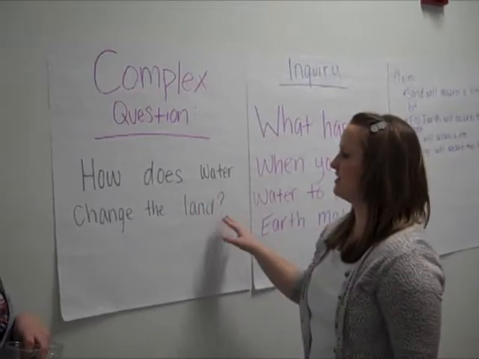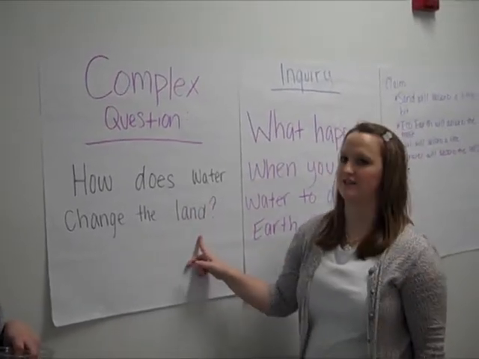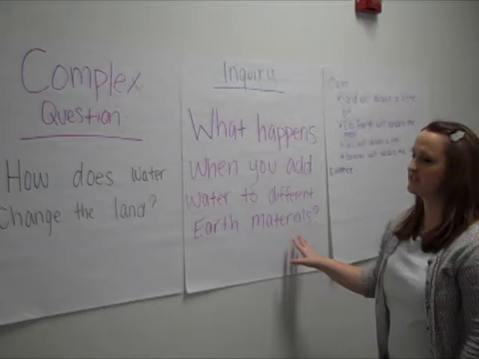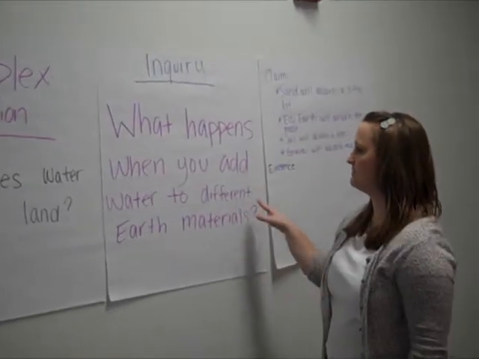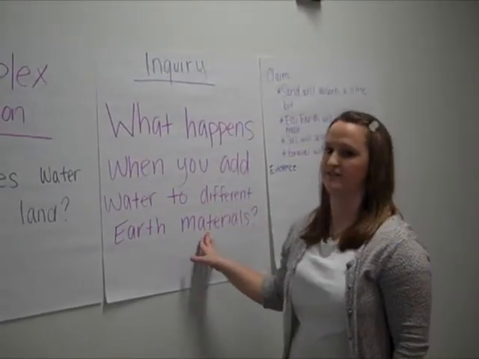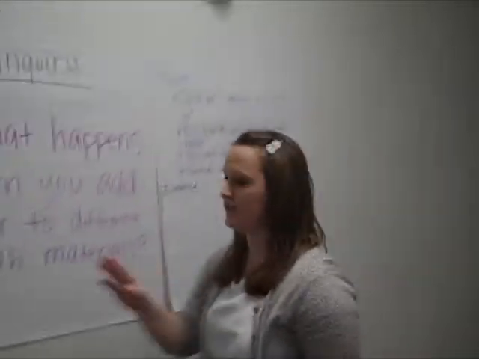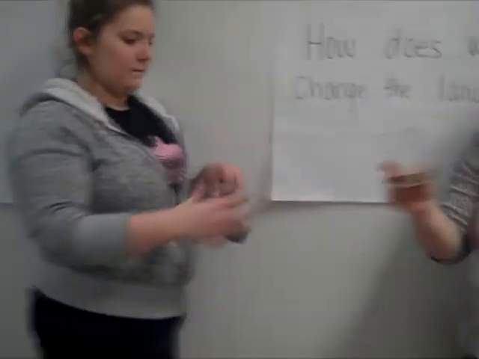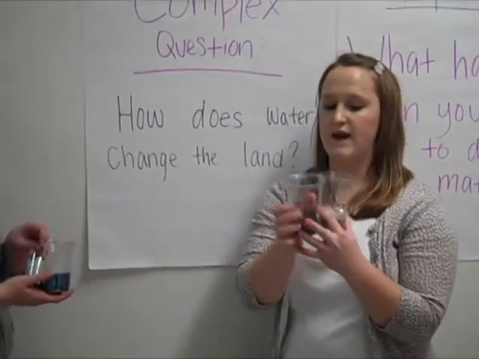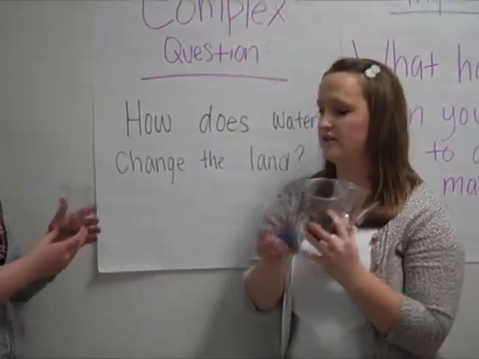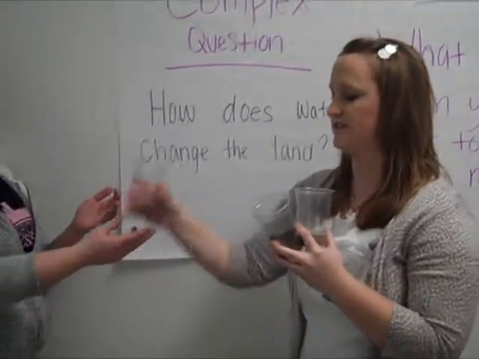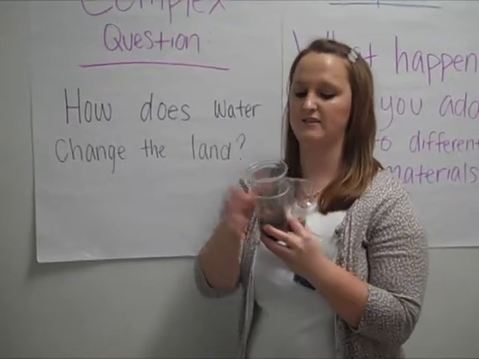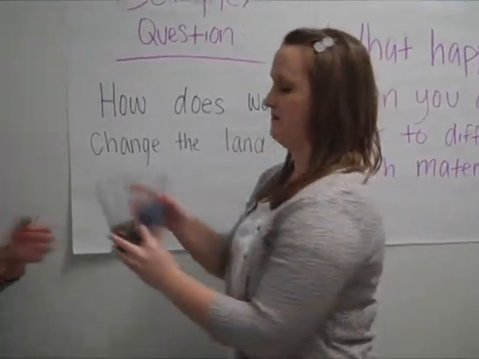All right, our complex question is how does water change the land? Our first inquiry we're going to look at today is what happens when you add water to different earth materials. We have four different kinds of earth materials: sand, potting soil, gravel, and this is called eco-earth. It's like an absorbing bedding material for animals.